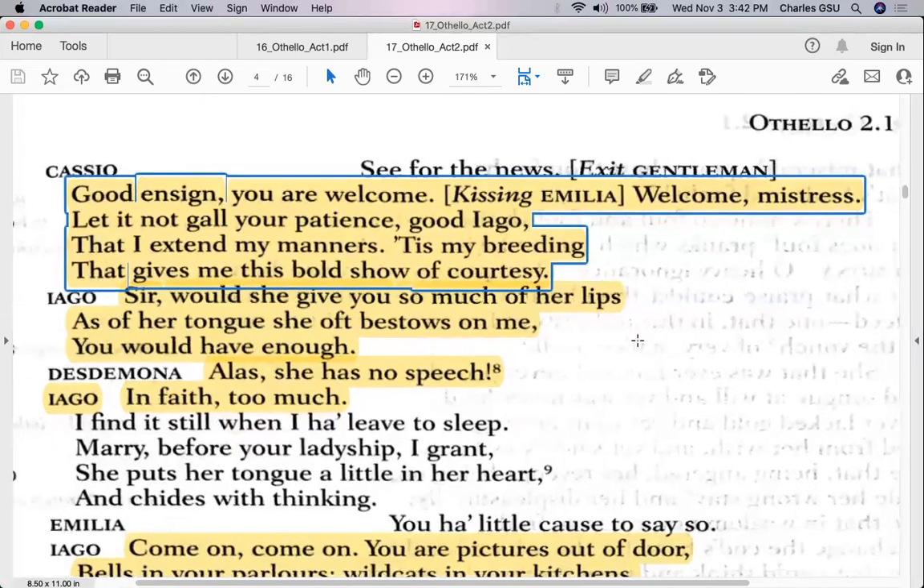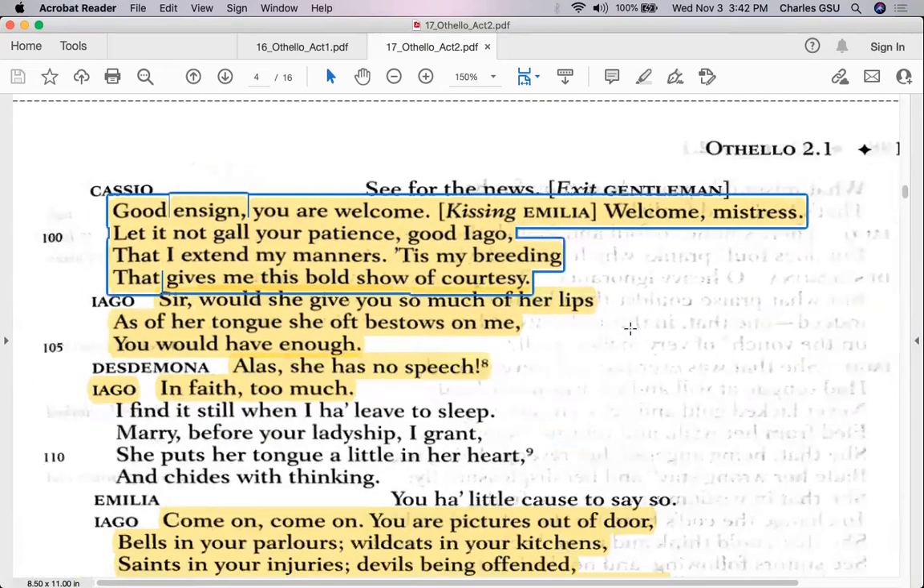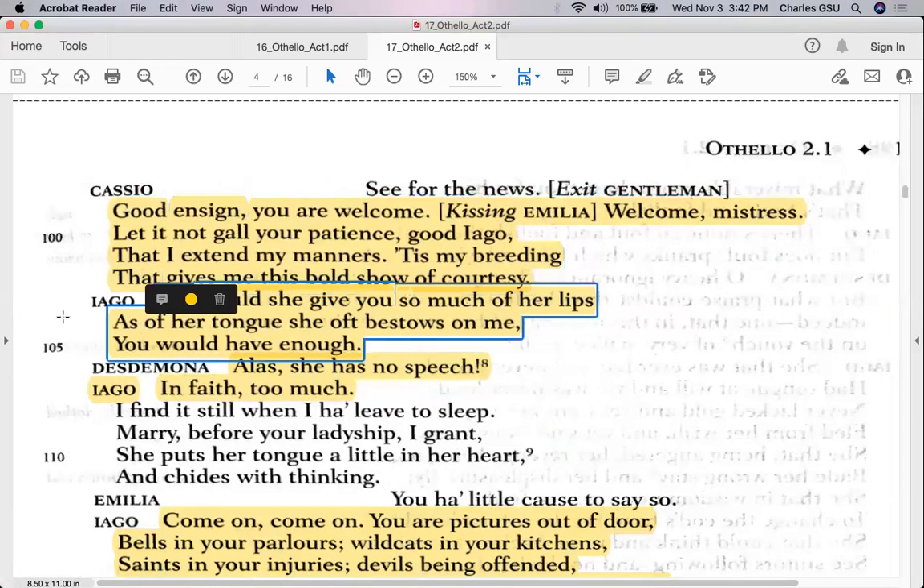And he's referring to, as I mentioned earlier, that he's from Florence, and in Florence, this is how they greet women of status. So don't get upset by it, right? But rather than be upset at Cassio, the very next line is so revealing about Iago's relationship to not just his wife Emilia, but to women in general.